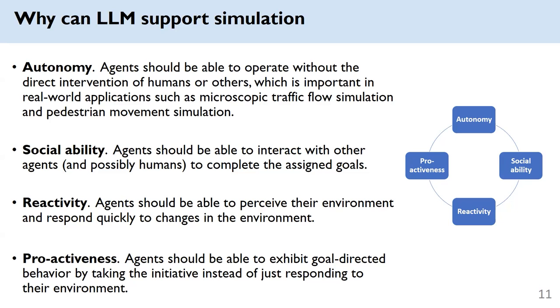The third is reactivity. The agent should be able to perceive the environment and respond quickly to the dynamically changing environment. The environment is not static. So the agent should respond to the changes in the environment. The fourth is proactiveness. The agent should be able to exhibit goal-directed behavior by taking the initiative instead of just responding to the environment. The agent should have some ability to redefine the goal or try to maximize some reward. These are the four requirements of agent-based simulation.